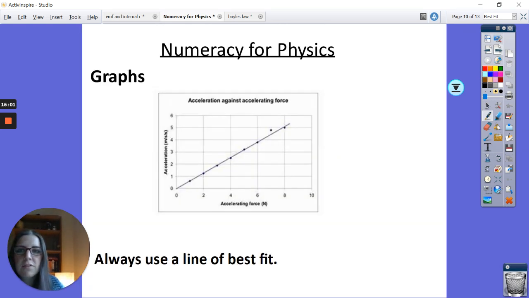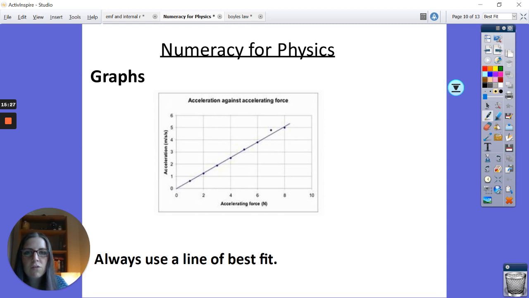Okay, the next thing I want to talk about is graphs. You'll see these videos on this YouTube channel for different subjects, and the way that graphs are used in different subjects does vary. In physics, we're looking for overall trends and overall relationships, so we use something called a line of best fit. If you look at this graph here, it's showing the relationship between acceleration and force.